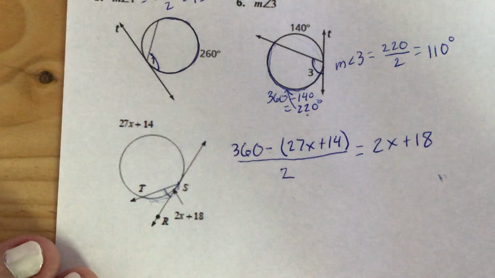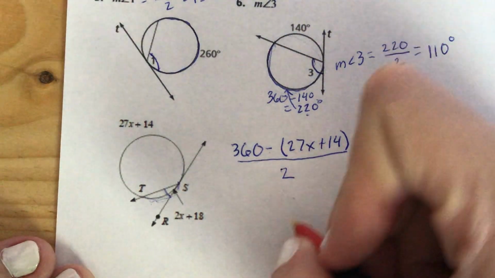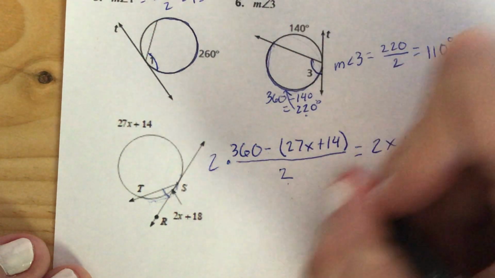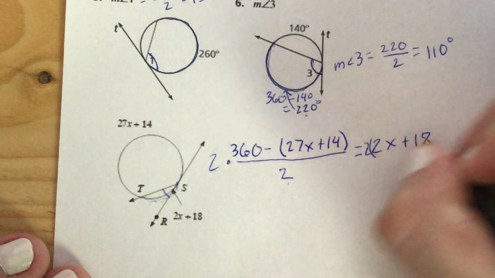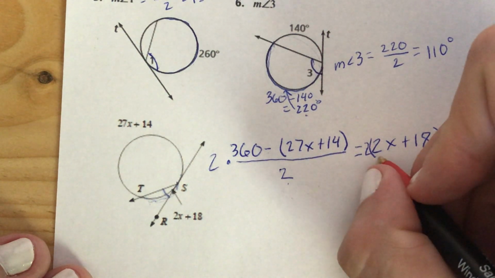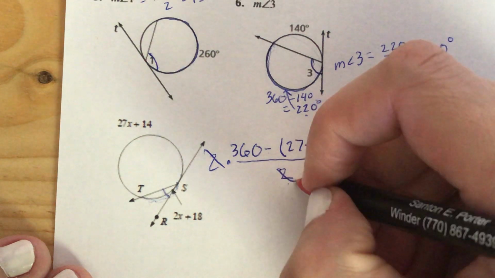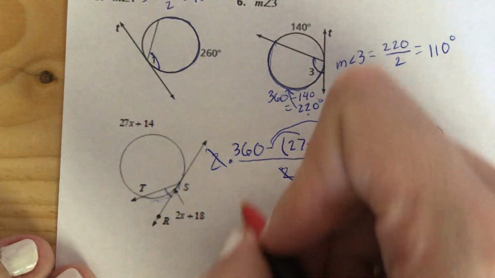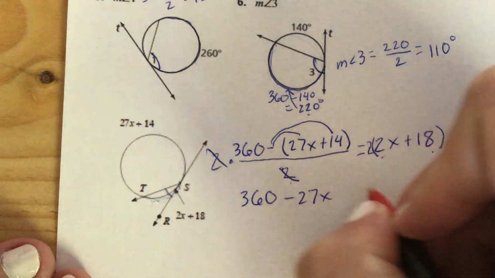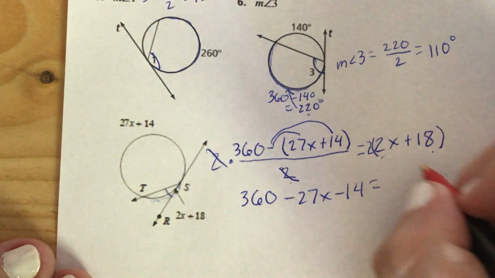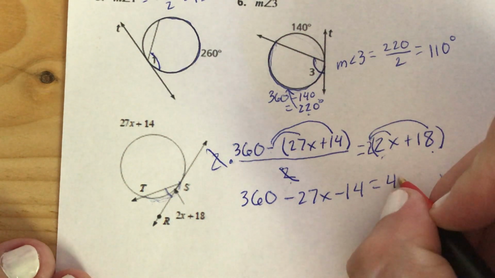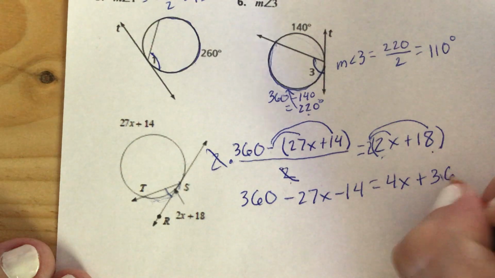So we're just setting up an equation, but we've got to distribute a couple things and multiply a couple things. If I have a fraction here, I want to multiply both sides by 2. Make sure you put this side in parentheses. You don't just multiply by 2 for this first one. And then we're also going to distribute this negative. So let's rewrite it: 360 minus 27x minus 14 is equal to 2 times 2x, and then 2 times 18, which would be 4x plus 36.